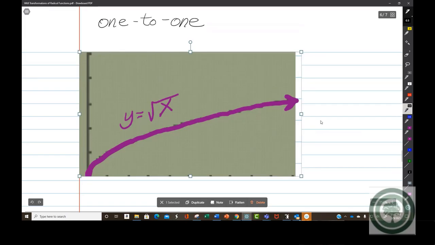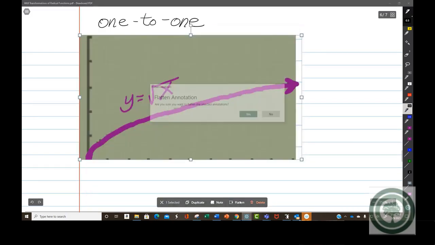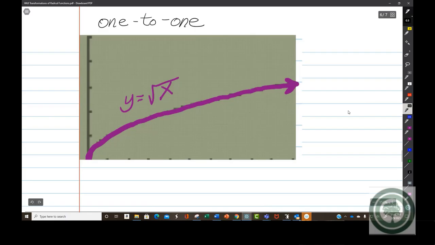This is a function. There's no doubt about that. It definitely passes the vertical line test. Flatten it. That's what saving is called when you're dealing with PDFs: flatten. This passes the vertical line test, and I always make the vertical line test red. Okay, the vertical line, this is the VLT. You only have to do it once, really, but I did it 4 times.